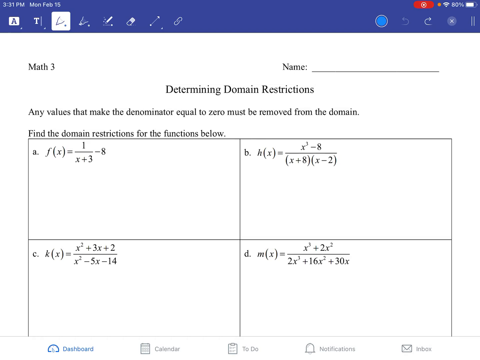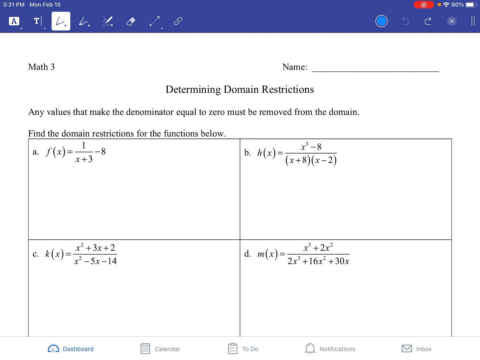Today in Math 3, we're going to be looking at determining domain restrictions. This is similar to what we were doing in our last topic when we were finding the vertical asymptotes of our graphing rational functions, and that we cannot have 0 be a denominator of our fractions because it causes vertical asymptotes, because it's not allowed.